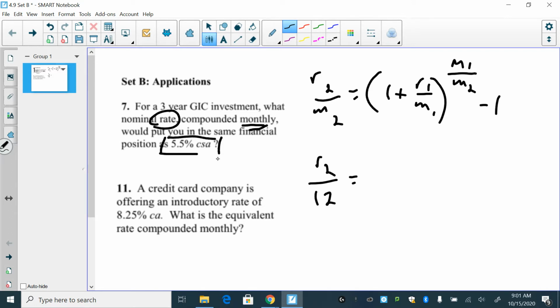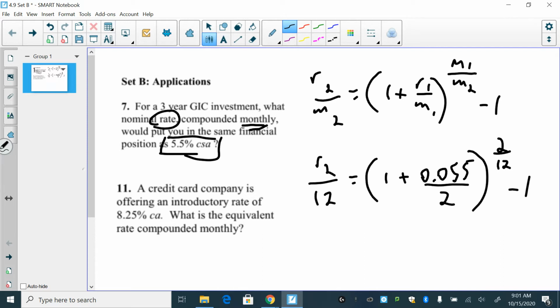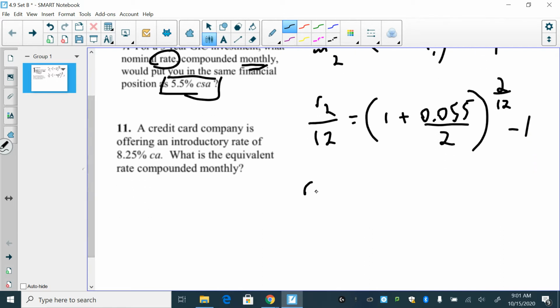Right now, the original is 5.5%. So remember, that's going to be 0.055, and it's originally compounded semi-annually. So we've got 2 over 12 minus 1. So leave the left side alone. So we've got R2 over 12 equals. So I'm just on my calculator inside the brackets, 0.055 divided by 2 plus 1. So that part inside the brackets is 1.0275. I'm going to reduce the 2 over 12 to 1 over 6.